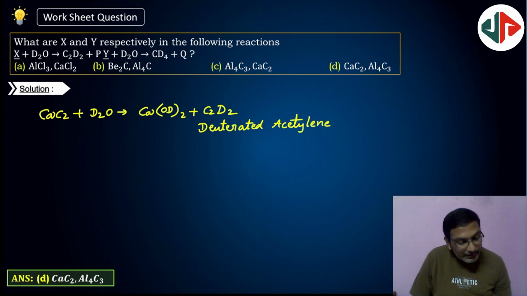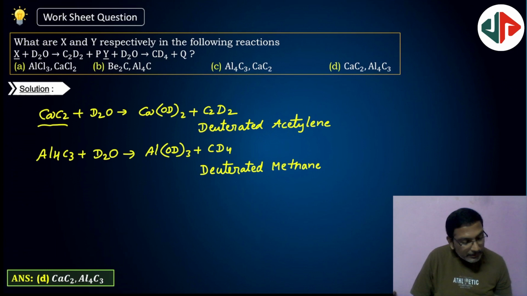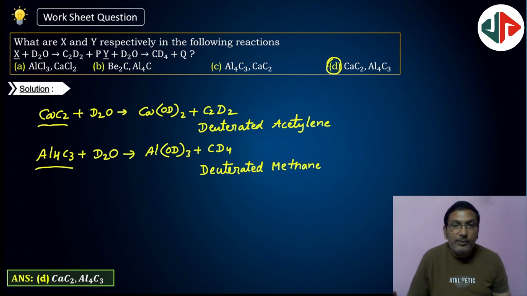Very important. Next, Al4C3 plus D2O gives Al(OD)3 plus CD4, deuterated methane. So therefore, CaC2, calcium carbide, and aluminum carbide, option D. With water they can release acetylene and methane. With heavy water they can release deuterated acetylene and deuterated methane.